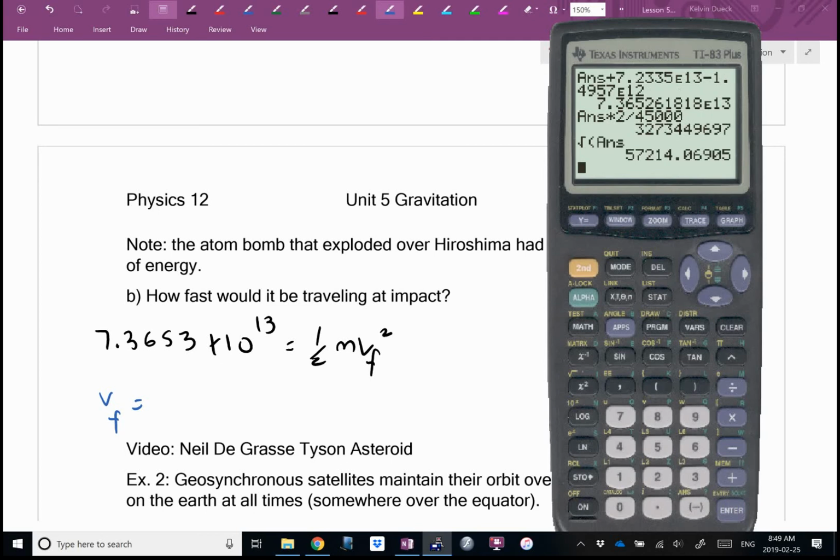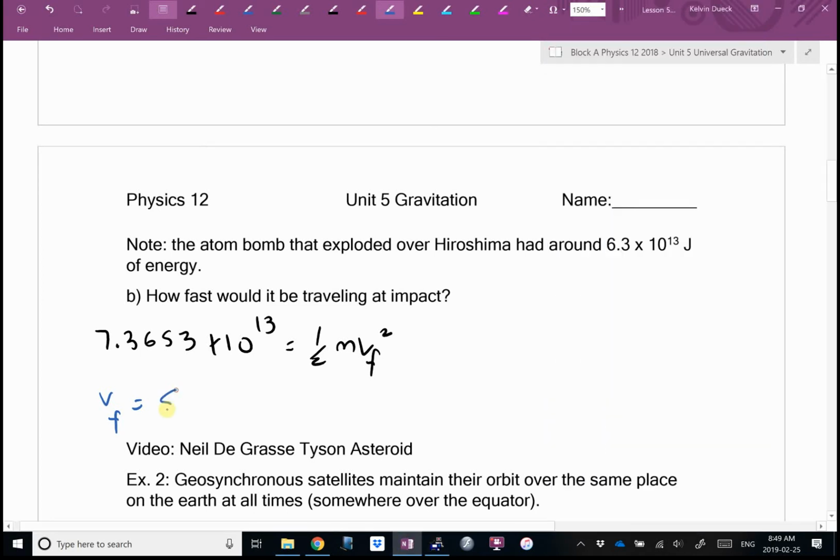Yeah, it's moving when it hits the Earth. And this might be maybe kind of what made the dinosaurs extinct, although I don't know how big the mass of that asteroid was theoretically, but it would have been hauling pretty fast. 5.72 times 10 to the fourth meters per second. And I think I already showed you the Neil deGrasse Tyson asteroid video, yes?